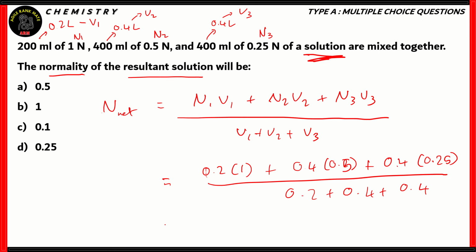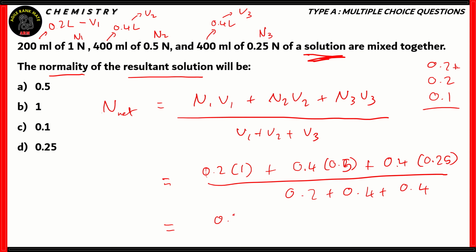Now, if you look at the numerator, 0.2 times 1 is the same as 0.2. 0.4 times 0.5. So this is basically 4 by 10 multiplied by 5 by 10. That gives you 20 by 100, which is again 0.2. And the last term turns out to be 0.4 times 0.25. So that is 25 over 100 multiplied by 4 over 10, which is 100 over 1000, which is 0.1.